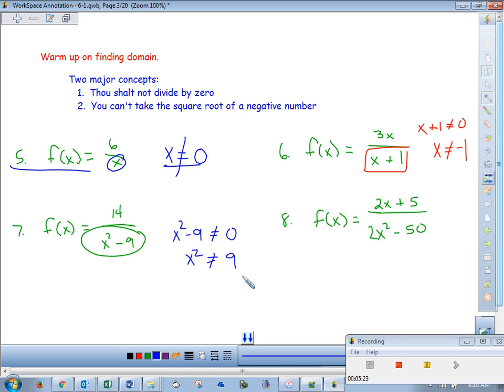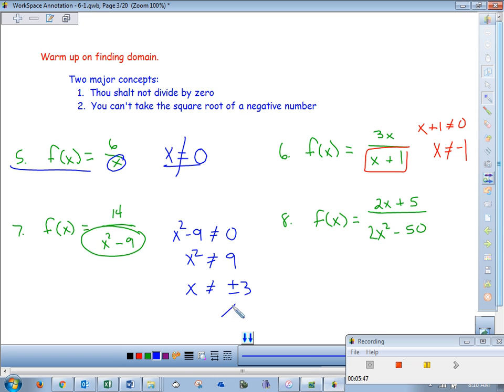Right? And then what would you do to solve for x? Square root both sides. What's the square root of 9? Is it just 3? Plus or minus 3? Because if you put 3 in here, wouldn't you get 9 minus 9, which is 0? If you put negative 3 in here, wouldn't you still get 9 minus 9 equals 0?